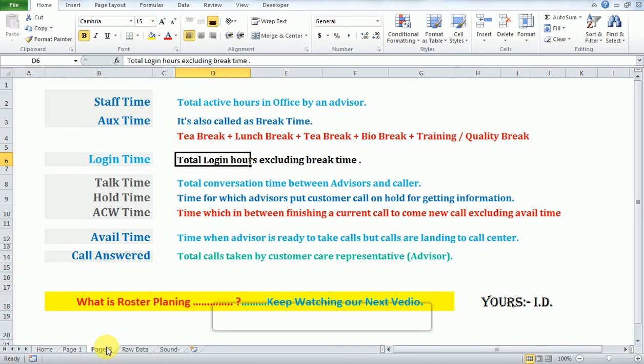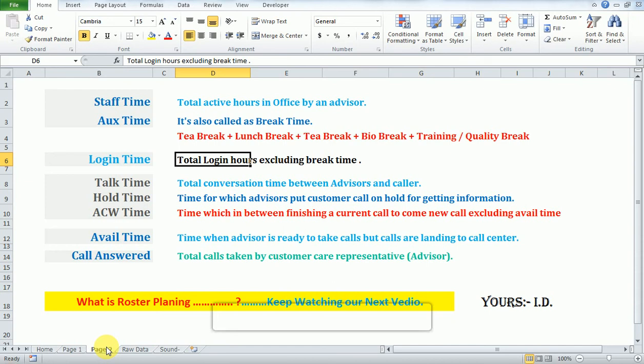What is login time? Login time means total login hours excluding your break time. Suppose you are present in office 9:30 hours, and you have taken a break of 1 hour plus 5 minutes. The rest of the time you have made login.